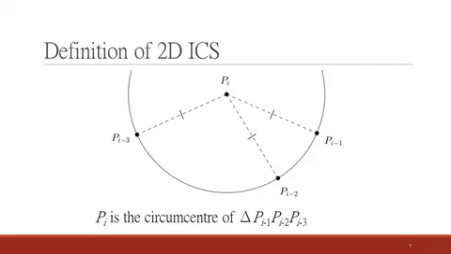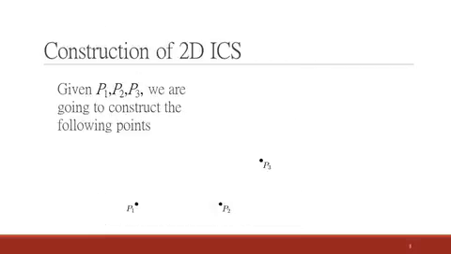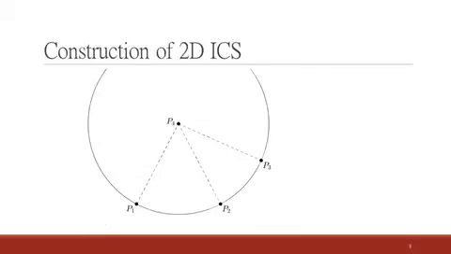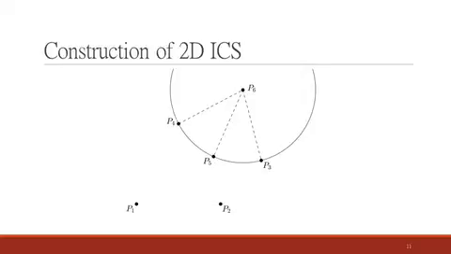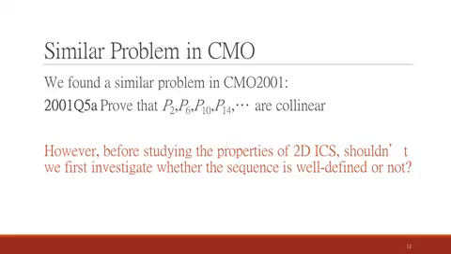And here is the definition of it, which shows that Pi is the circumcenter of the previous 3 points in the sequence. For example, if we are given the first 3 points as the initial condition, we can construct P4 as the circumcenter of P1, P2, and P3, and similarly so on. We have also found a similar problem in the Canadian Mathematics Olympiad 2001, which states that some of the points in the sequence are collinear.